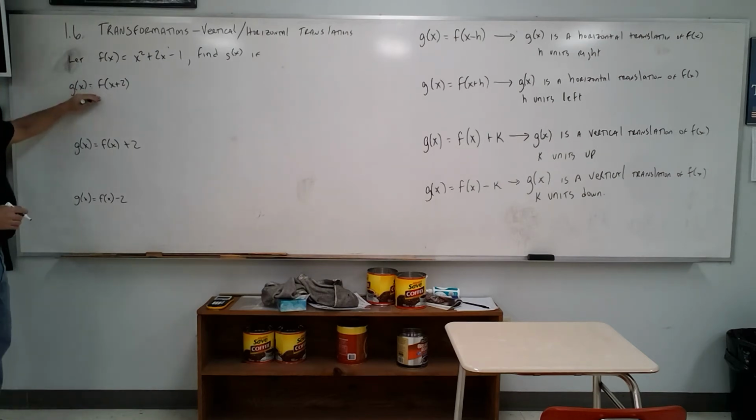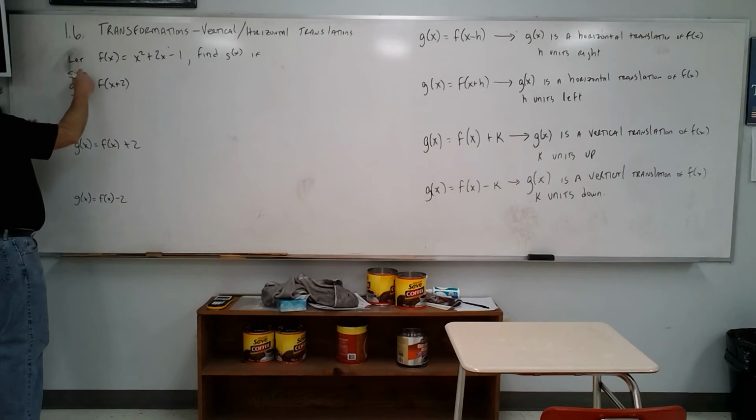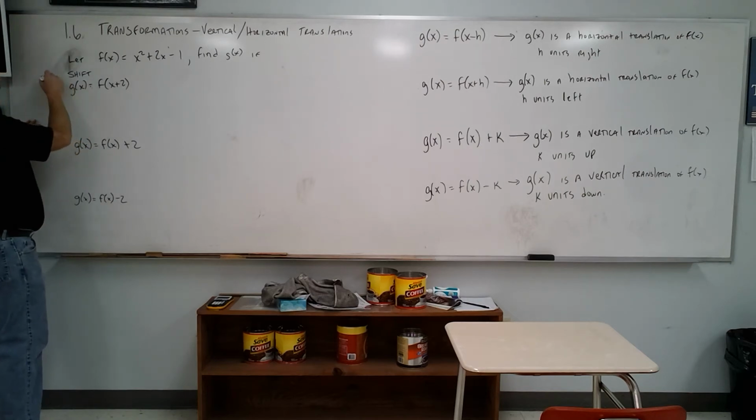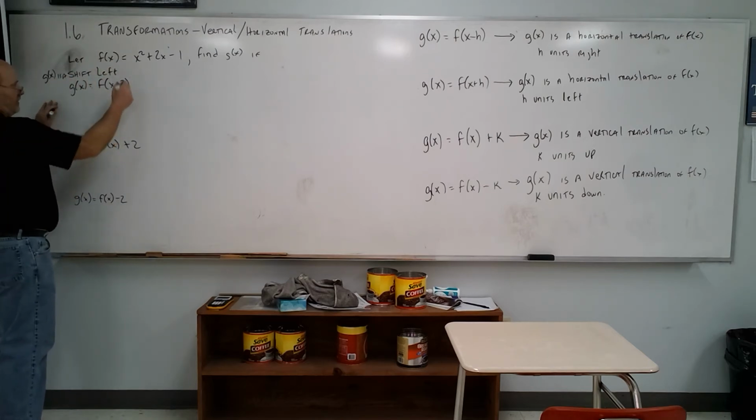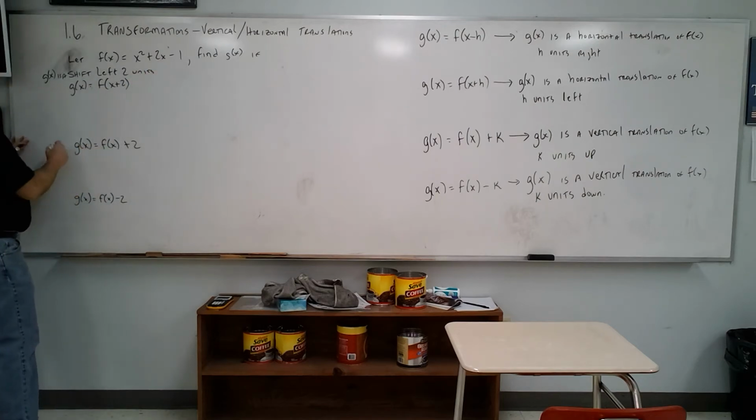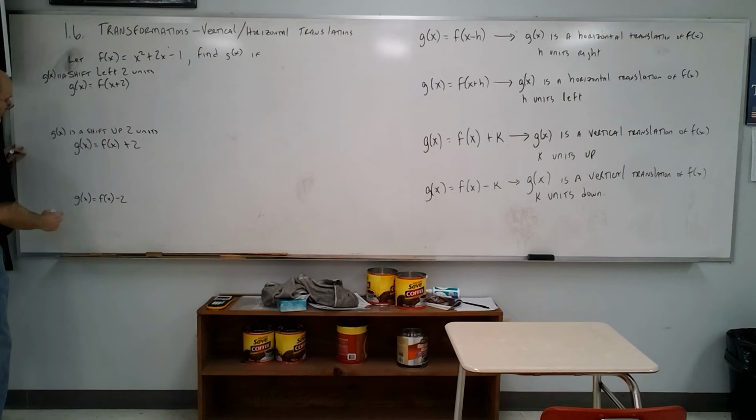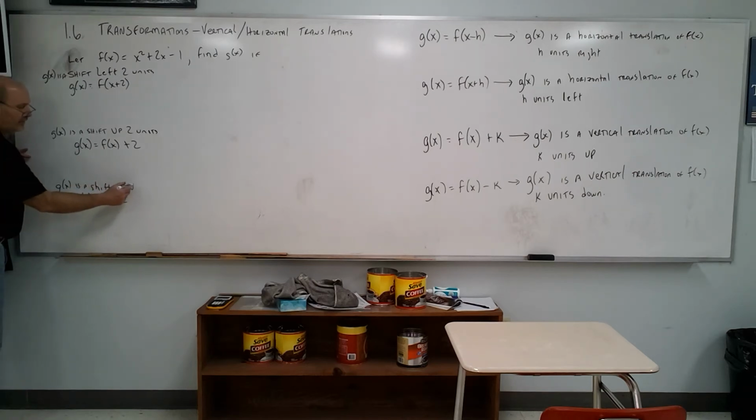Or, because you recognize f of x plus 2 is a translation to the left 2 units, I could have said find g of x if g of x is a shift left 2 units. Here, I could have said find g of x if g of x is a shift, remember we add on the outside, up 2 units. And here, I could have said find g of x if g of x is a shift down 2 units.